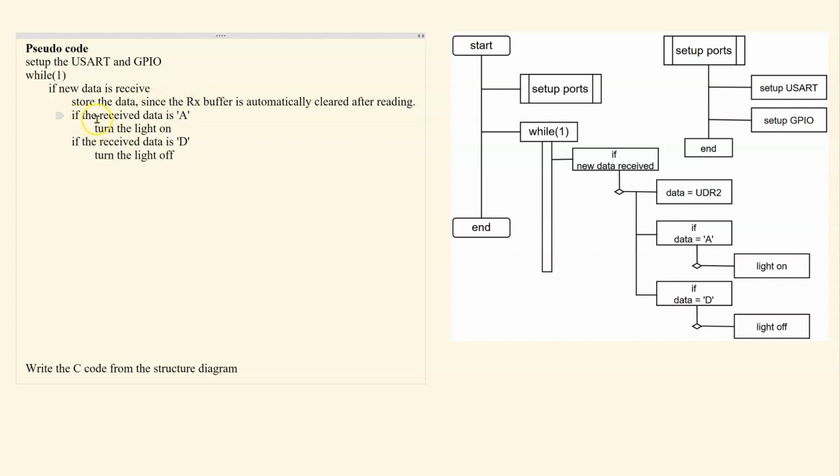Then we say if the received data is A, we turn the light on. If the received data is D, turn the light off.